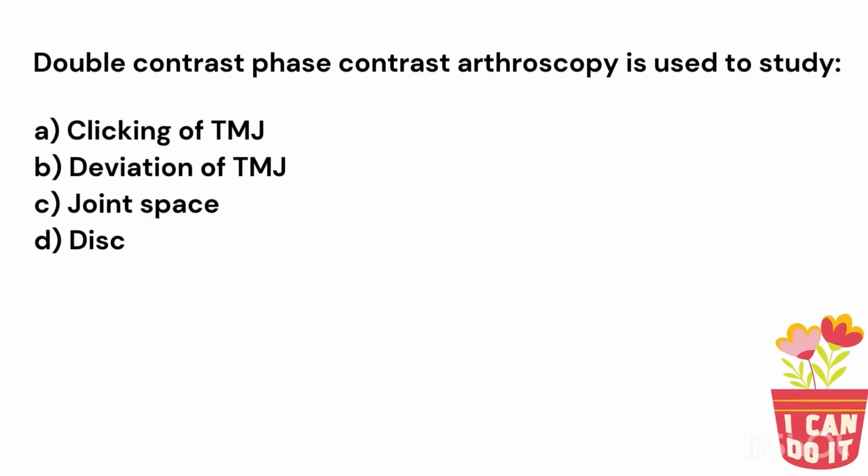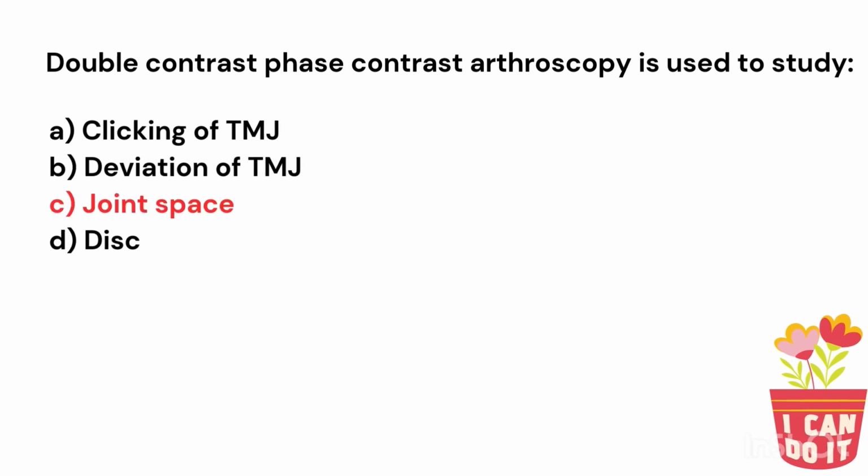So the next one, double contrast phase arthroscopy is used to study clicking of the TMJ, deviation of the TMJ, joint space or disc. So the correct answer here is the joint space. So contrast phase is for the joint space.